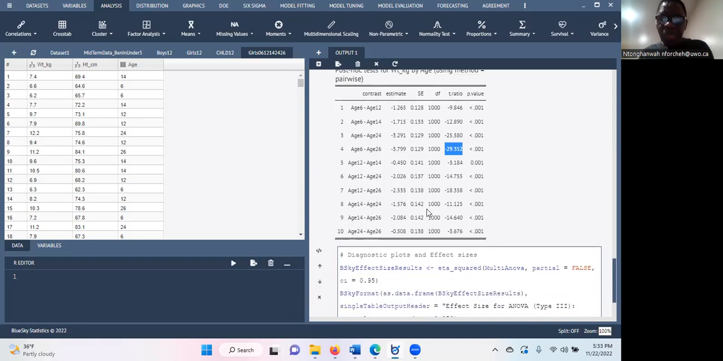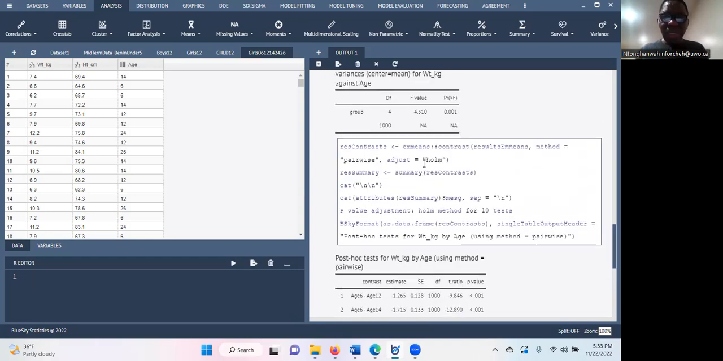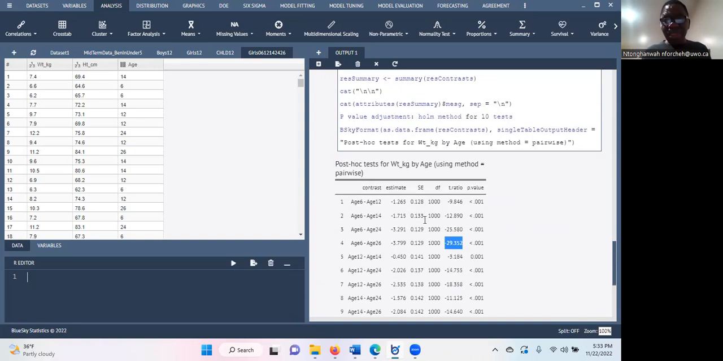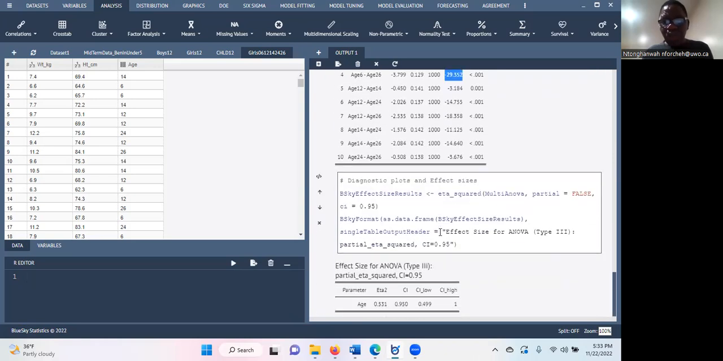What's our conclusion? Our conclusion is that indeed the weight of the children differs by their age, which is what we expect. We're just testing it. How much is the difference? The older the children, the larger the difference in their weight. Again, what we expected. There's nothing new.